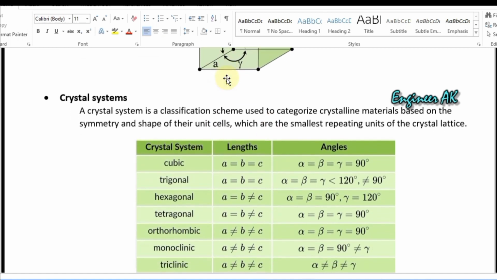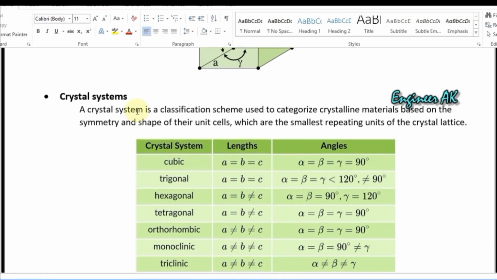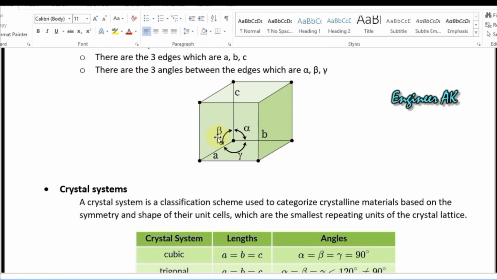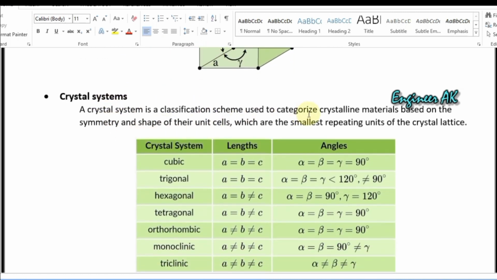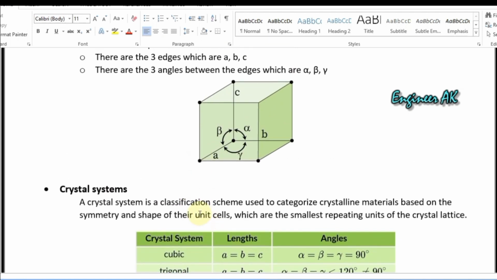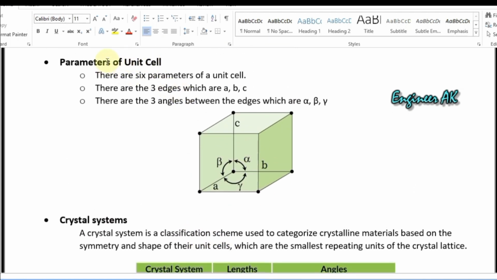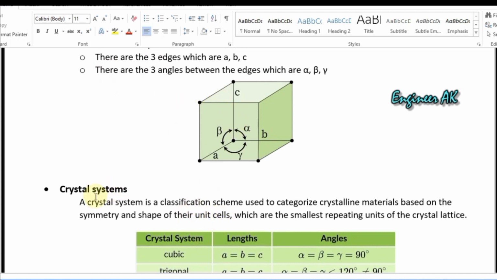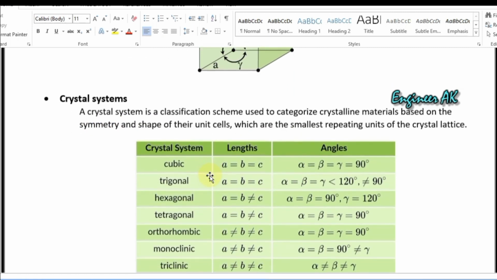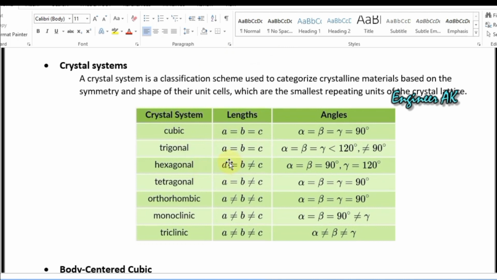Now moving forward, based on these 6 parameters, there are some crystal systems, and these are classified based on these parameters, right? A crystal system is a classification scheme used to categorize crystalline material based on the symmetry and shape of their unit cells. Look, the unit cells define the crystal system, but the unit cells are defined by their parameters, right? We define the unit cell by parameters, and this unit cell then defines the crystal system, right? So there are 7 crystal systems in total: 1 2 3 4 5 6 7, right?